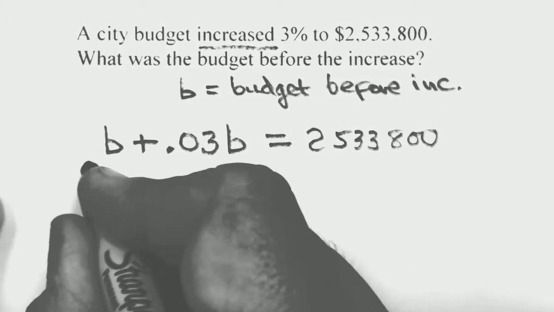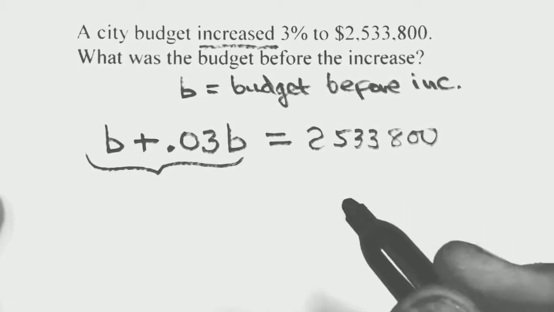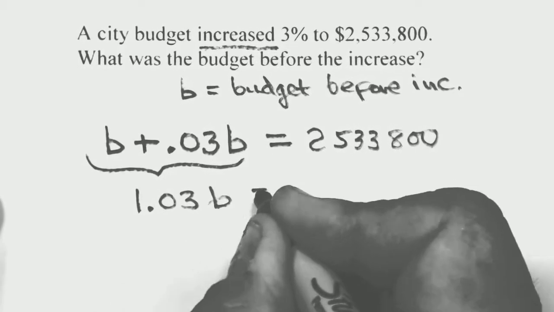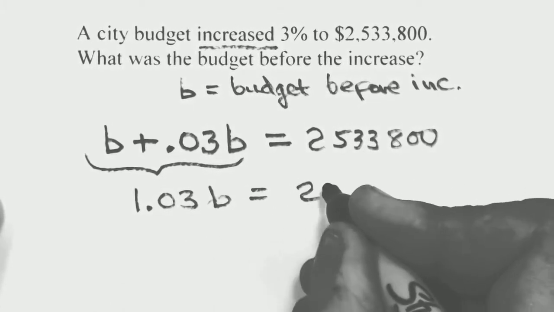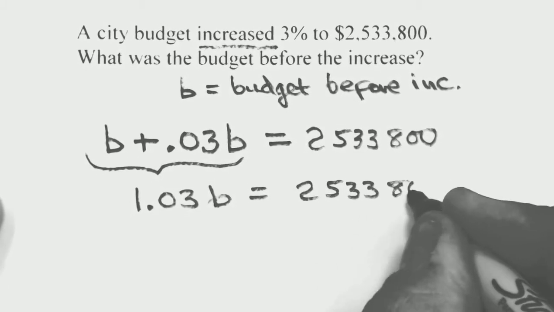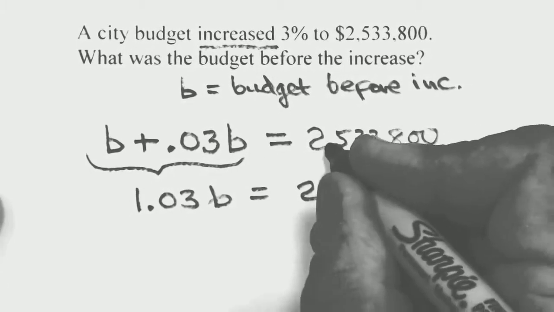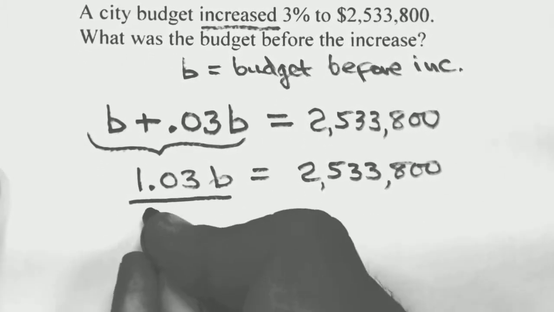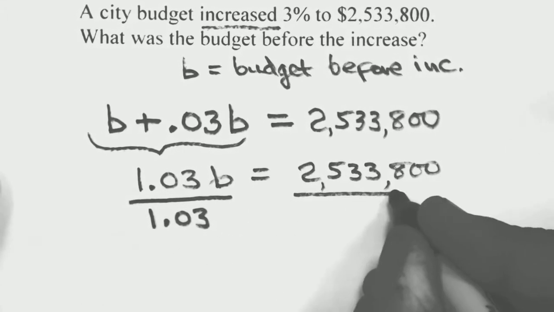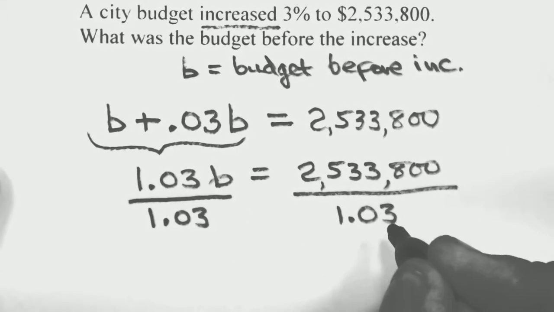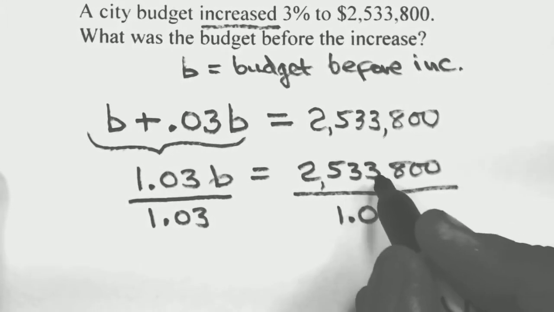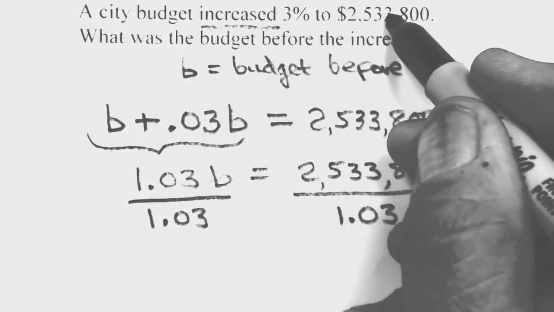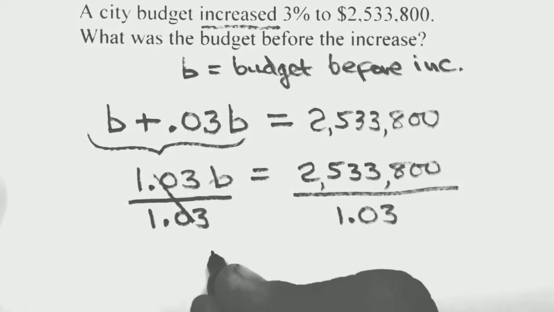Well, this big number here, 2,533,800. Okay, next thing we're going to do is combine the like terms, and what do we end up with here? 1.03 times B, again, equals this big guy on the right, 2,533,800. I guess I could put the commas in there. There they are. Now, let's solve for B, which means we've got to divide by 1.03. Remember, this 1.03 is larger than 1, so that means the answer is going to be a bit smaller than this. The budget before the increase was smaller.